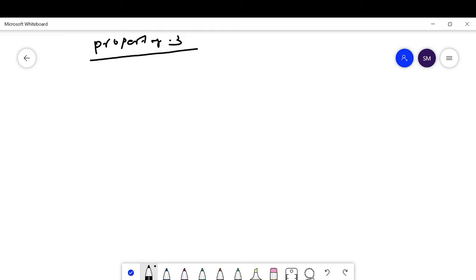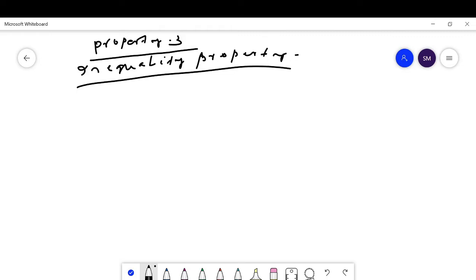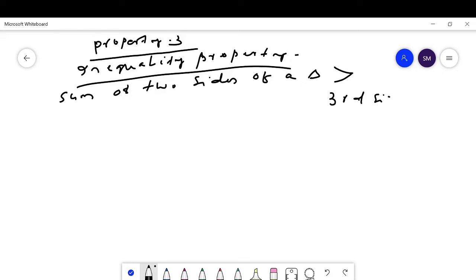This property is called the triangle inequality property. Property 3 says the sum of two sides of a triangle is always greater than the third side. Sum of two sides of a triangle is always greater than the third side.